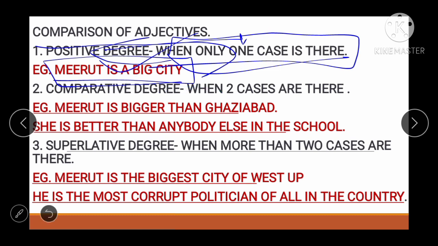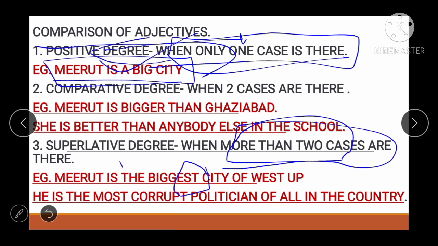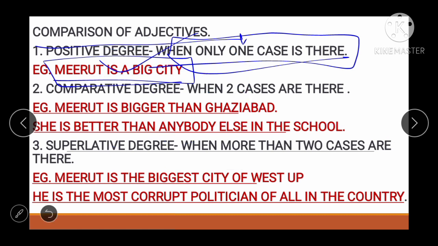Next one is superlative degree. See friends, what comes in the superlative degree? More than two cases are there. When more than two cases are there, how will we use it? Meerut is the biggest city of West UP, right? Wherever EST comes, it is the superlative degree, and wherever ER comes, it is the comparative degree, right? We can associate it like this. Then see an example: he is the most corrupt politician of all in the country. Most here is the superlative degree. I think it's pretty clear.